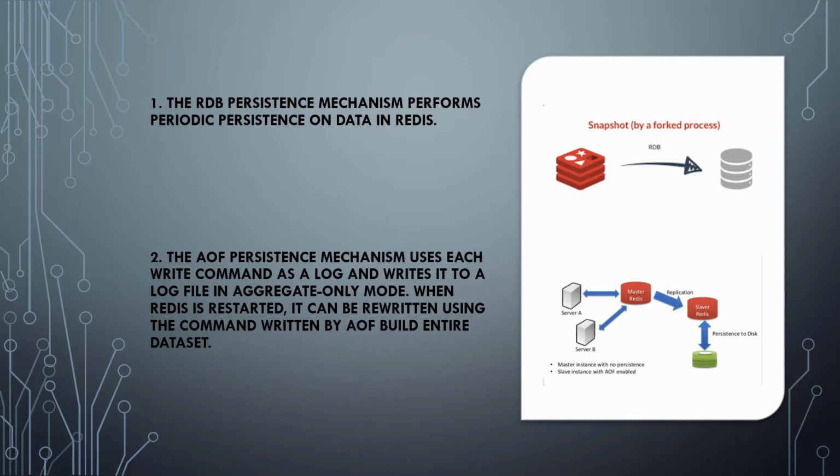Okay, to talk about the downsides, let's first talk about the importance of persistence in Redis. Number 1. The RDB persistence mechanism performs periodic persistence of data in Redis. Number 2. The AOF persistence mechanism uses write commands as a log and writes them to a log file in append-only mode. When Redis is restarted, it can rebuild the entire dataset using the commands written by AOF.